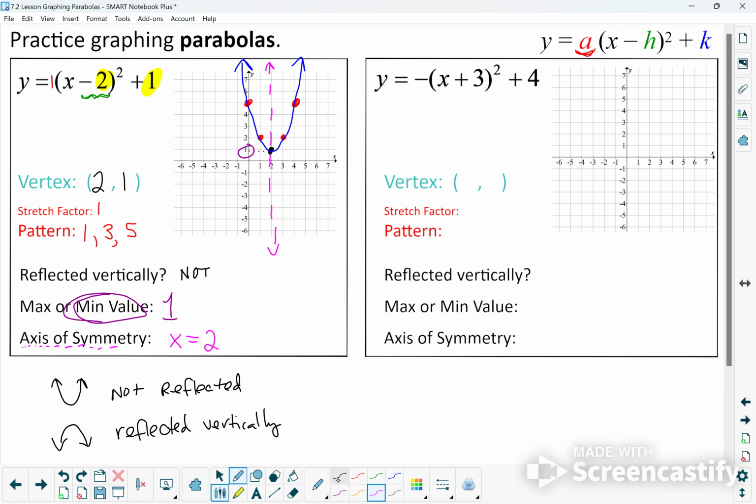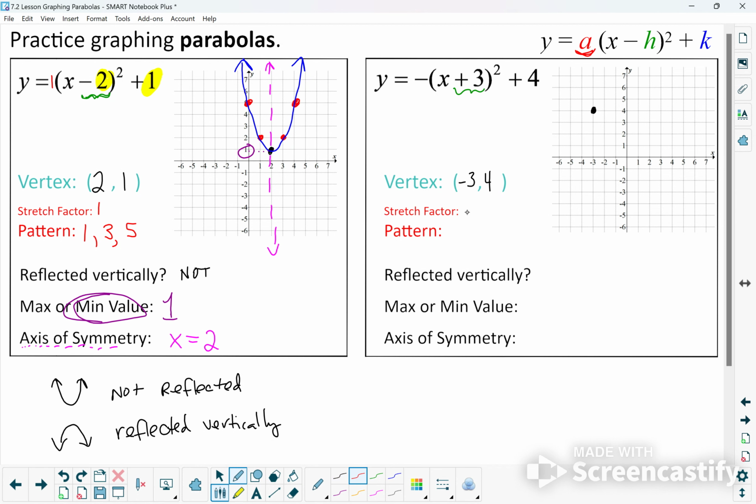Okay, let's try another parabola. This one is y equals negative quantity x plus 3 squared plus 4. Again, the power 2 tells me it's going to be a parabola shape. The vertex is going to be at negative 3, 4. So again, we've got the sign change to watch out for here, and then just the regular 4 at the end there. So our vertex is at the point negative 3, 4.